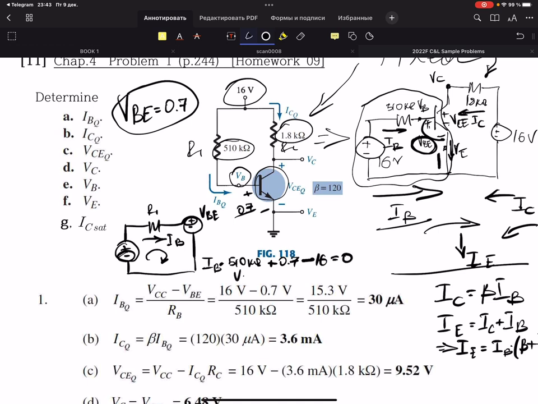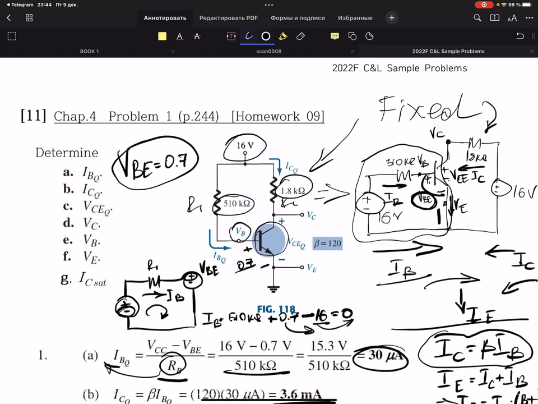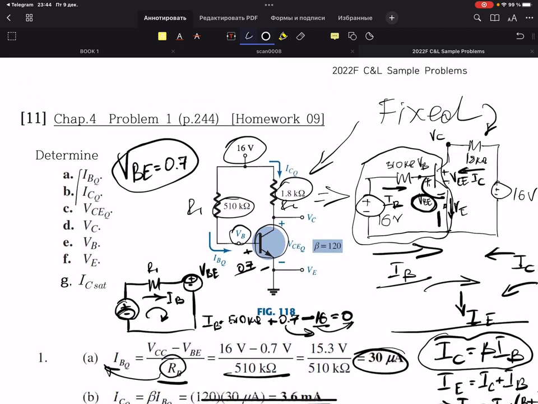So overall, we have 16, we move it to this side, 0.7 also moves to this side, and we divide everything by this value, and finally we get IB's value. I've told you that you have to memorize this formula. Then you easily find IC. Your objective is actually to find these values.